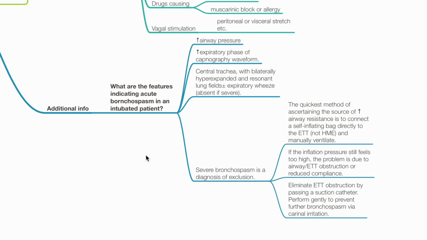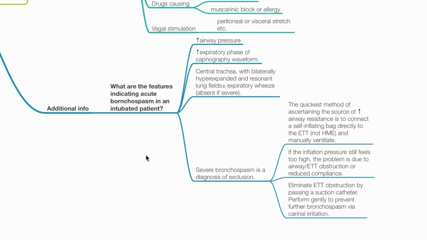Additional info. What are the features indicating acute bronchospasm in an intubated patient? This includes increased airway pressure, increased slope of the expiratory phase of the capnography waveform, central trachea with bilaterally hyperexpanded and resonant lung fields with expiratory wheeze. Breath sounds may be absent if severe. Severe bronchospasm is a diagnosis of exclusion.